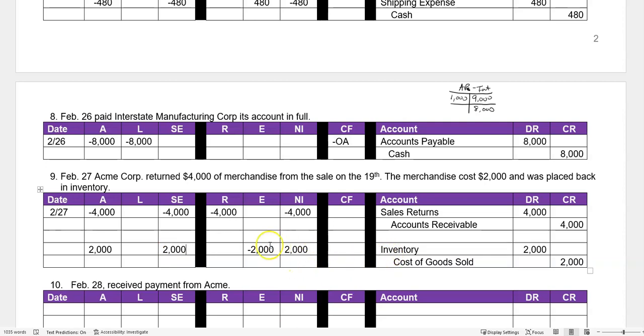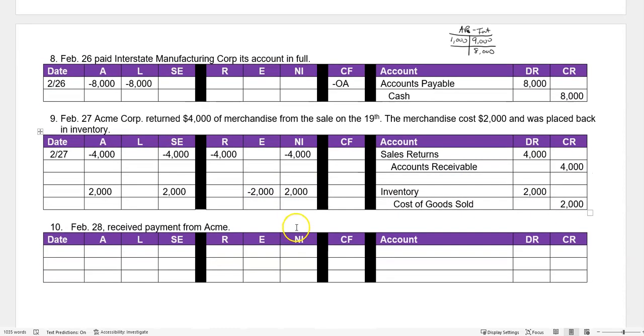Again, there's no cash, so no cash flows. All right. And again, my apologies. I typed 4 while I was running my mouth. Then I realized, oops, that was supposed to be 2.